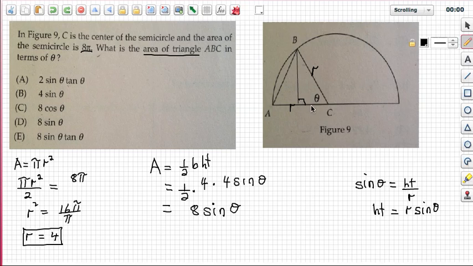So we know that sine theta is equal to opposite over hypotenuse if we dropped a perpendicular line here. So sine theta is equal to the height of the triangle divided by the hypotenuse, which is the radius, which gives us height is equal to r sine theta. So plugging all the numbers in there, we get 8 sine theta. And the correct answer is D.